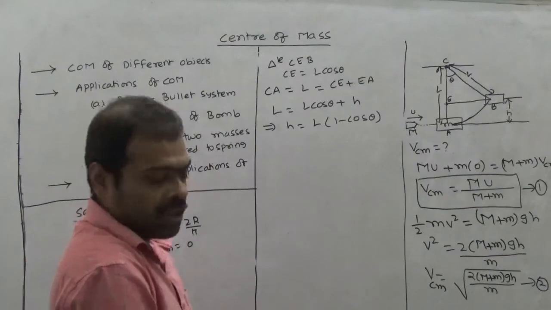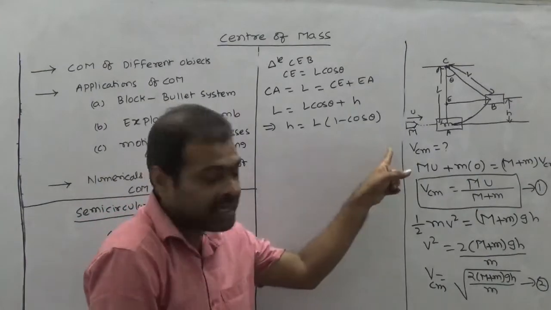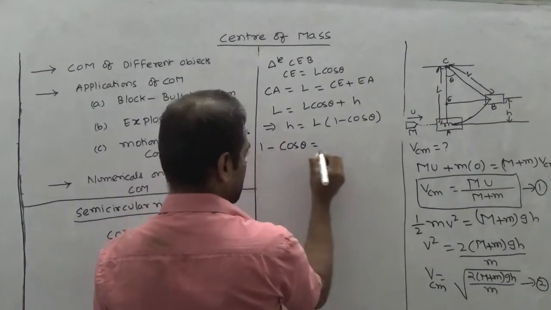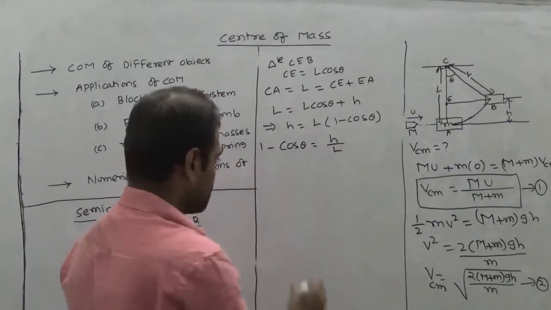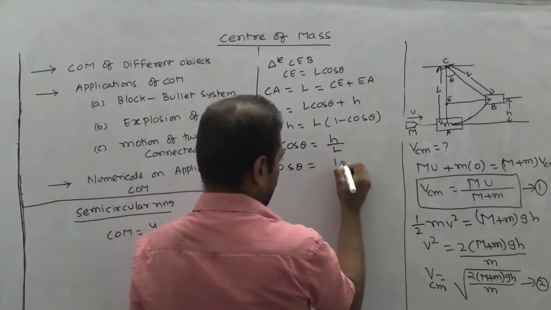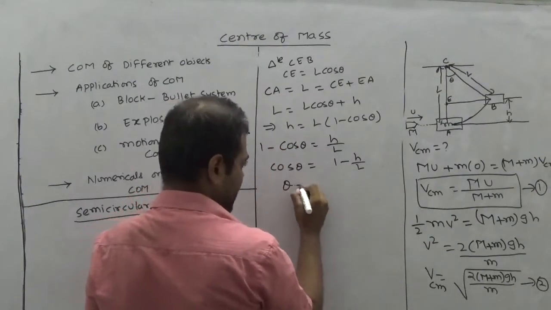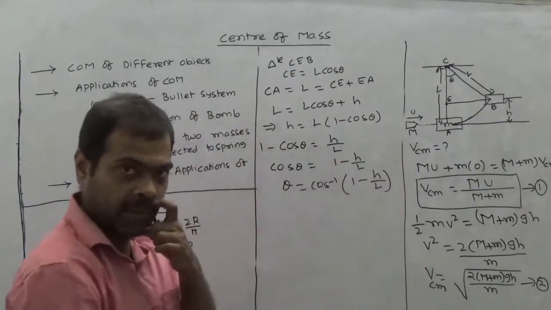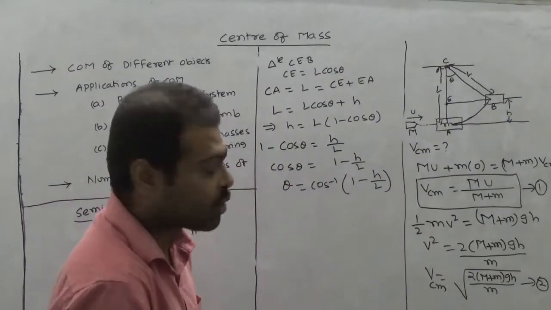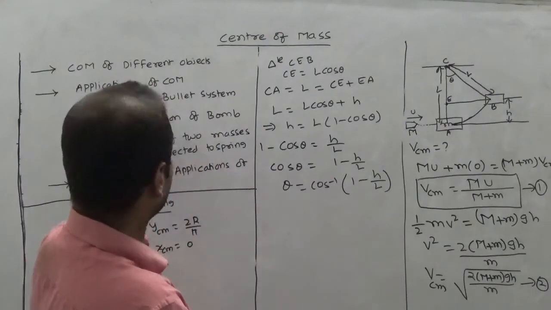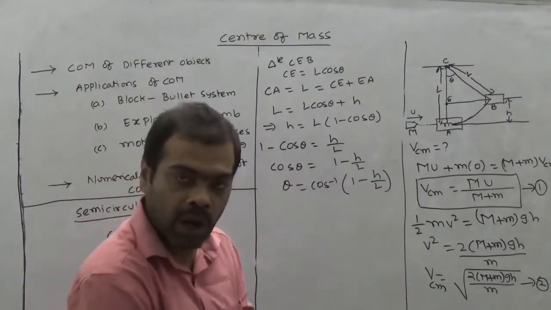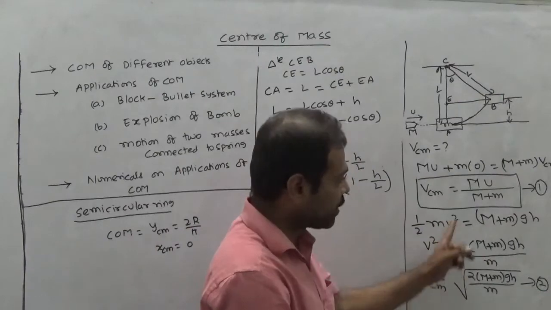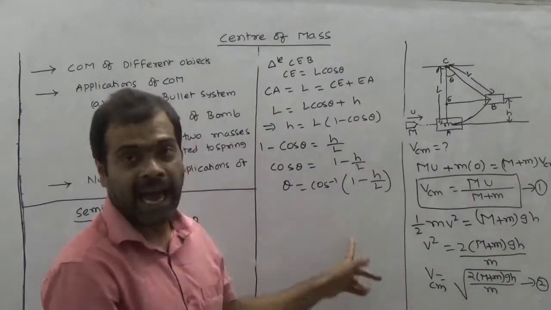Okay, fine. Now, by knowing the value of H, I can find the angle. That is, 1 minus cos theta is equal to H by L. So cos theta is equal to 1 minus H by L. So theta is equal to cos inverse of (1 minus H by L). Like this, we will find the quantities in the block and bullet system, the velocity of center of mass in terms of height and then angle.